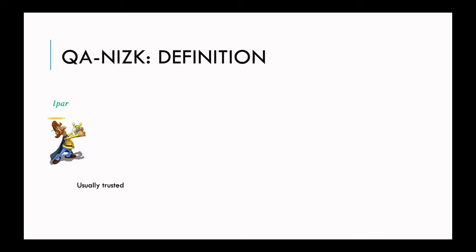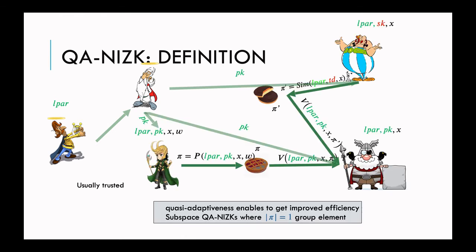So what is a KNIZK? KNIZK is a NIZK where you just have this additional language parameter. So usually you think that there's some party that generates the language parameter. This party is again usually trusted. This language parameter is now given to the CRS generator, who generates the CRS based on this language parameter. Let's say the language parameter is an ElGamal public key. The CRS is some function of this public key. And then you have the same situation as before, except that all parties get the language parameter as an input.